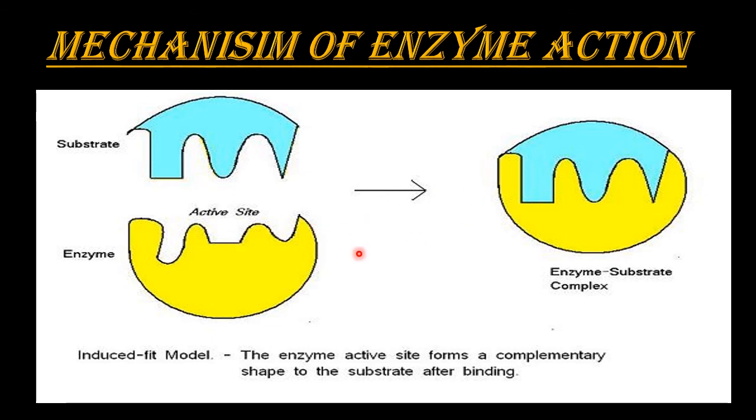So in this way, the enzyme catalyzes the reaction and the substrate is converted into product. And after the product is formed, the enzyme substrate complex breaks down and the enzyme is back in its original position. Clear, student? Now, students, you can clearly understand both mechanisms of enzyme action, the lock and key model and the induced fit model. Thank you.